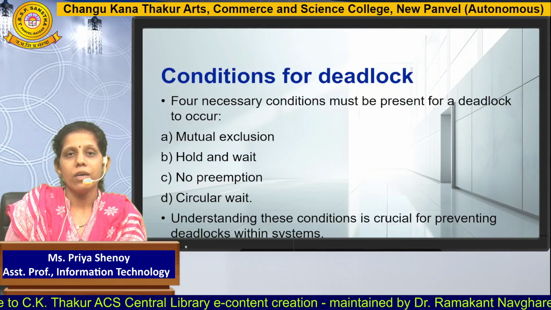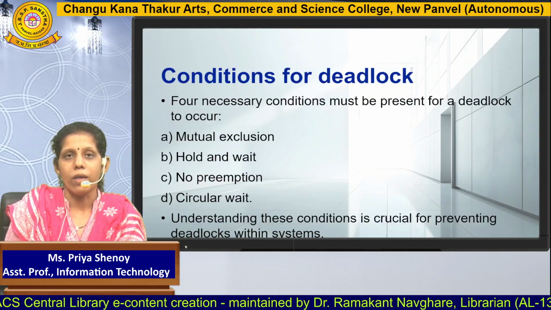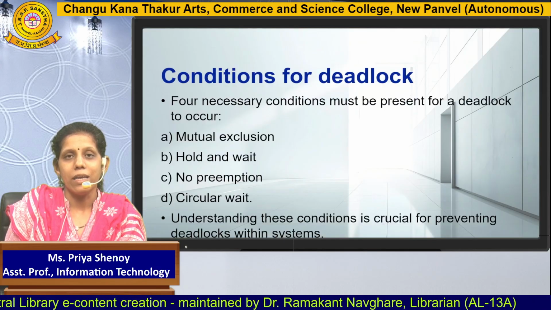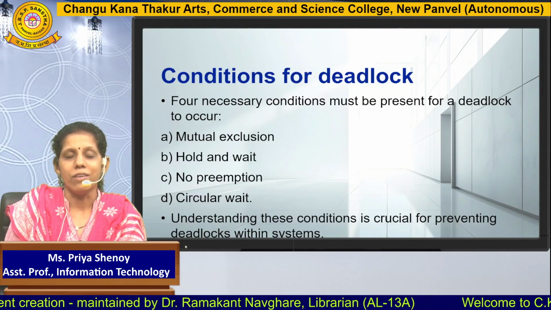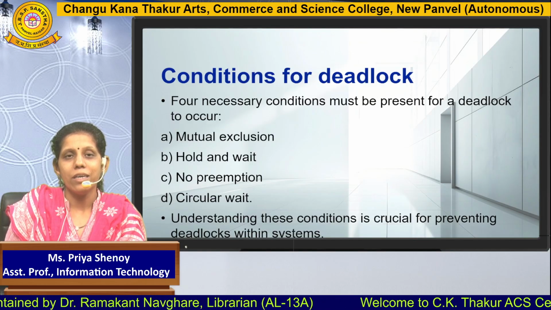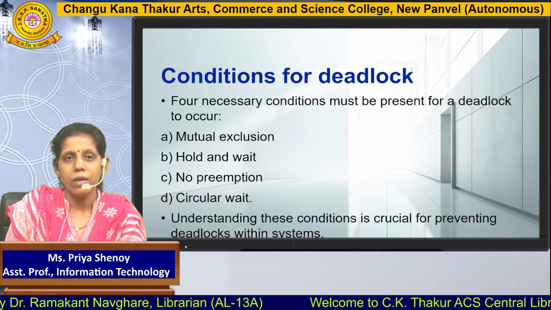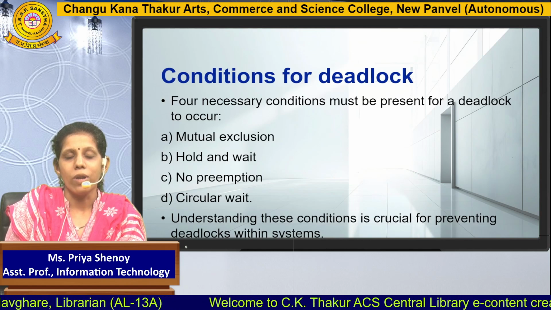Now, there are certain conditions that are necessary for deadlock to occur. So, four conditions are necessary in which situation deadlock will occur in the system. So, first is mutual exclusion. Second condition is hold and wait. Third is no preemption. And fourth is circular wait.